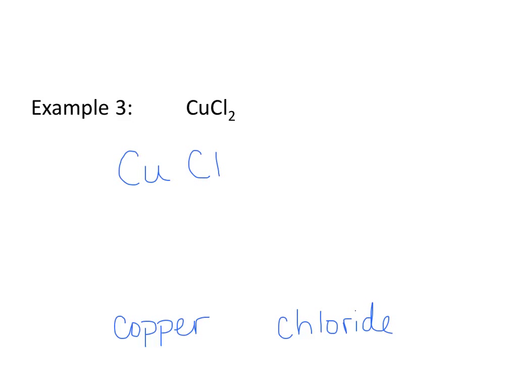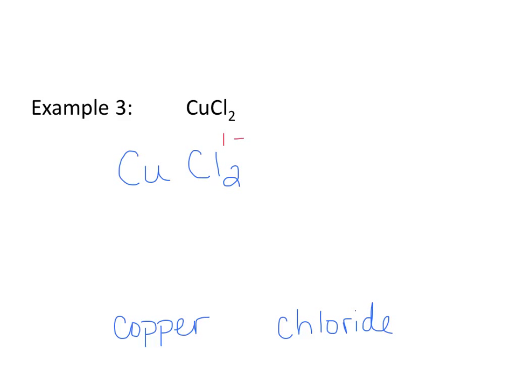Next example, I have CuCl2. So Cu on the periodic table is copper. And Cl on the periodic table is chlorine, which means it's monatomic, so it will become chloride. So now I've got to figure out, and I'm going to write it kind of bigger so I can do the math. Again, you don't know what the charge is on the Cu, but you do know what chlorine is. If you look it up on the periodic table, it's 1 minus.